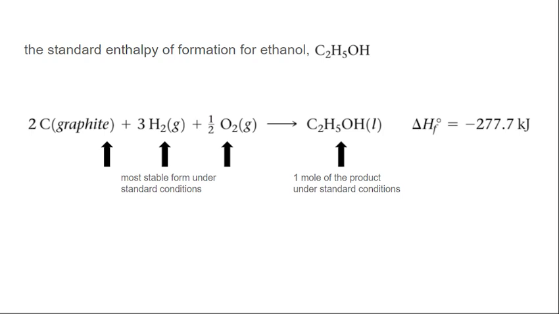So the change in standard enthalpy of formation of the most stable form of any element is going to be 0, because if you think about it, you don't need a formation reaction when the element is already in its most stable form. So there's no reaction that's going on, so there's no change in enthalpy. Now that we understand this, we know that the values of standard enthalpy of formation for graphite, hydrogen gas, and oxygen gas are going to be 0.